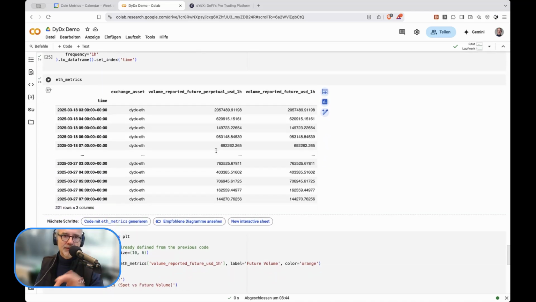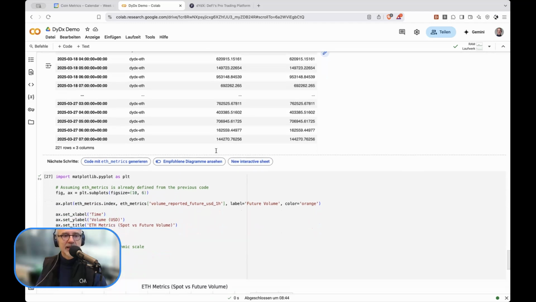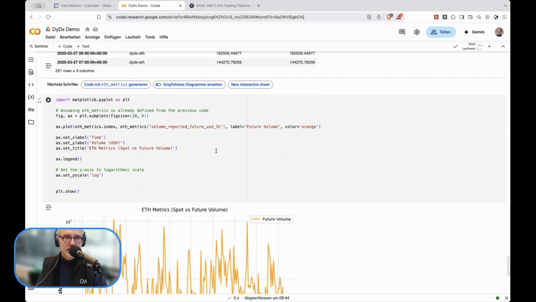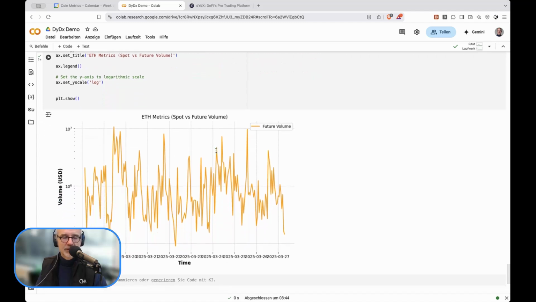So this is a fast track to, if you're only interested in volume, not all the details about the candles, then that exchange metric will give you that, and you can plot it, or do whatever you want to do to analyze.